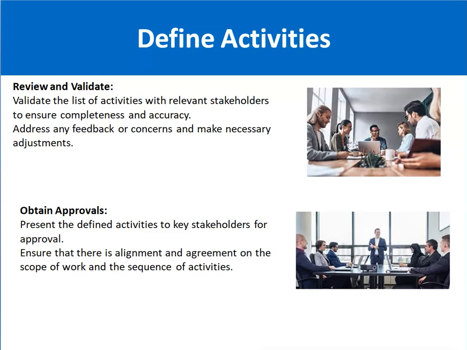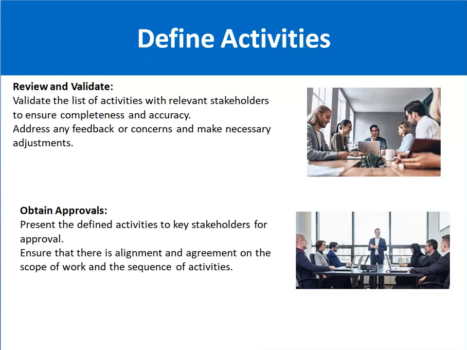Then review and validate. Validate the list of activities with relevant stakeholders to ensure completeness and accuracy. Address any feedback or concerns and make necessary adjustments wherever necessary. When you make the activities, get them reviewed and approved with the stakeholders. Stakeholders can be, for example, from the customer side or the project management side. Get their feedback, and whatever problems, issues, or feedback there are, you must address them properly.